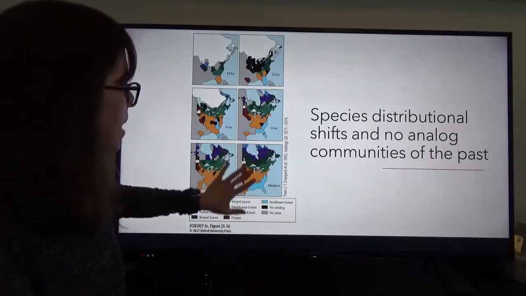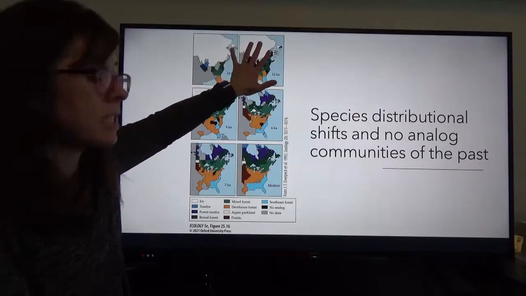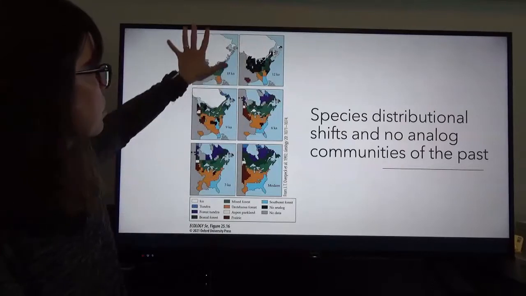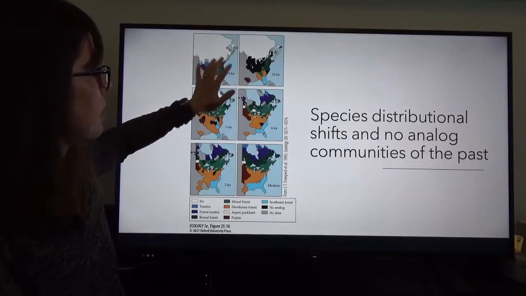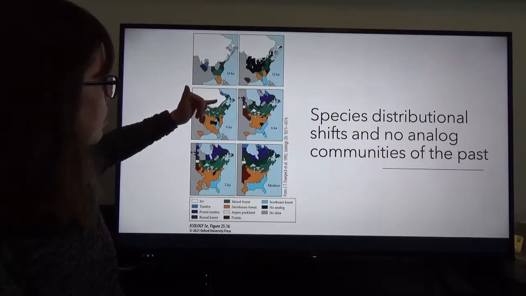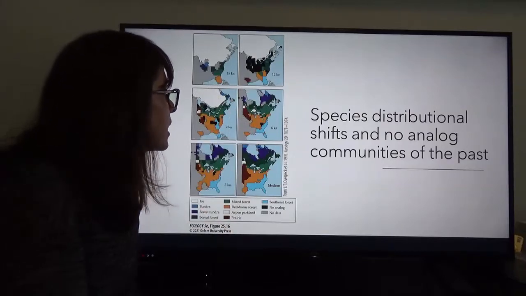So this is a map of the distributional changes in response to the last deglaciation. So 18,000 years ago, ice was covering this much of the continent. By 12,000 years, it was here. 9,000 years, it had all shifted northward further, and now we just have these kind of remnant patches of glacial ice.